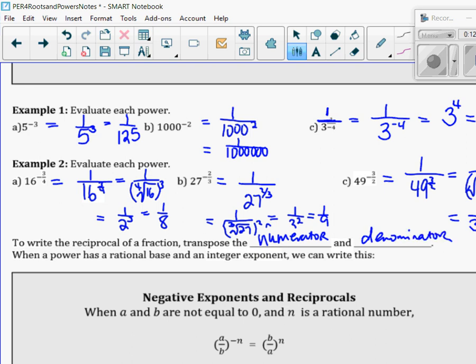You're flipping the numerator and the denominator, except all of these had 1 as the denominator. So that's why it became 1 over. Now we're going to actually have fractions. So what I'm trying to say is, if I have a fraction that's a over b, if I transpose the numerator and denominator to b over a, then that negative exponent becomes positive. Anytime you reciprocate, the negative exponent becomes positive, okay? So do you see, when I went from 49 to 1 over 49, the negative 3 over 2 became positive 3 over 2.